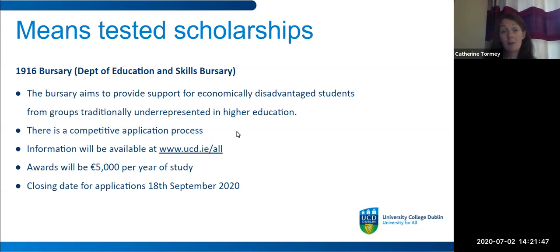So you'll find a list of the target groups on our website. Again, it's a competitive application process, but this scholarship awards €5,000 per year of the program. So over the course of your 4-year degree, it's really a significant amount of money. And all of the information is available now on our website, but the closing date for this scholarship is 18th of September. So I'd urge you to look further into this scholarship and apply if you are eligible to do so.